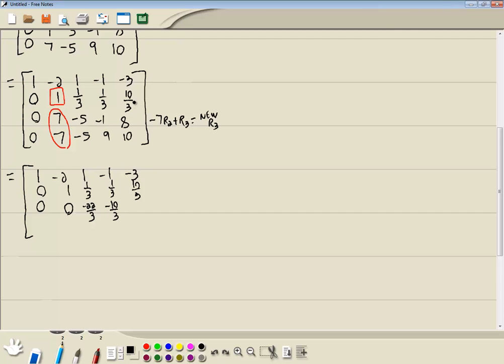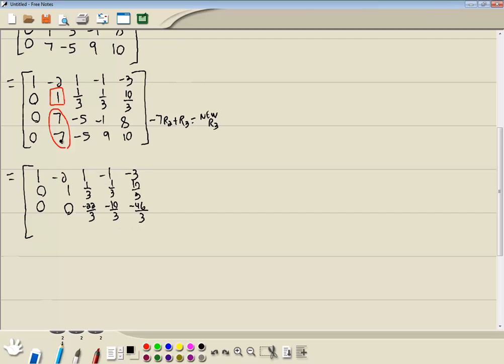And then I'm going to take the negative 7 times 10/3 plus 8. So negative 7 times 10/3 plus 8. And then math and enter. And negative 46/3.